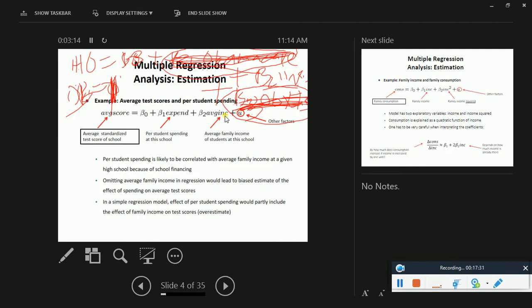Let's say we don't have beta 2. Okay. Let's say you didn't include the average family income. Can you make any estimation based on family income, how family income is affecting the average scores? What do you guys think? We can only estimate a part of it. We can say that maybe per student spending, like family may contribute a portion of per student spending, right?